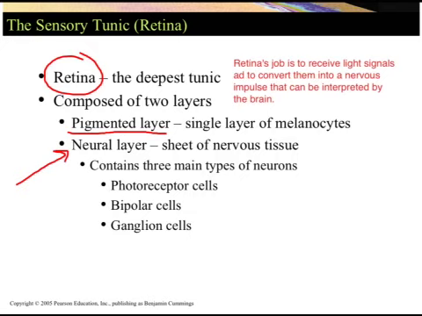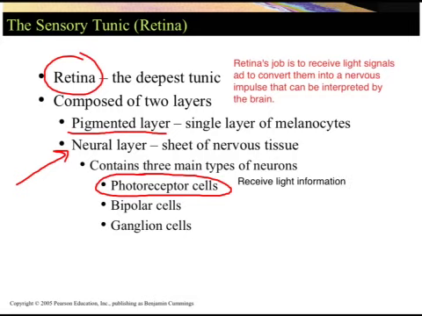The more important, I would say, layer we're going to call the neural layer. And the neural layer is a sheet of nervous tissue that is composed of more than one kind of neuron. All right, and we'll talk about one of these neurons in great depth. We're going to be talking about the photoreceptor cells. The photoreceptor cells are cells that receive light. Photo is a prefix that means light. So we're just going to say these are cells that receive light information.